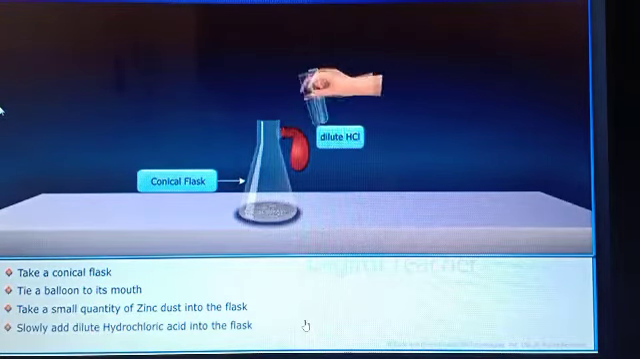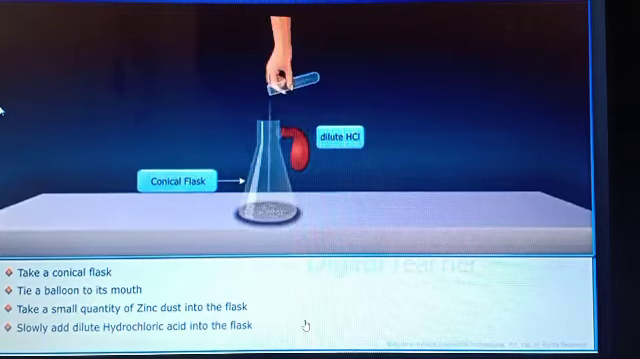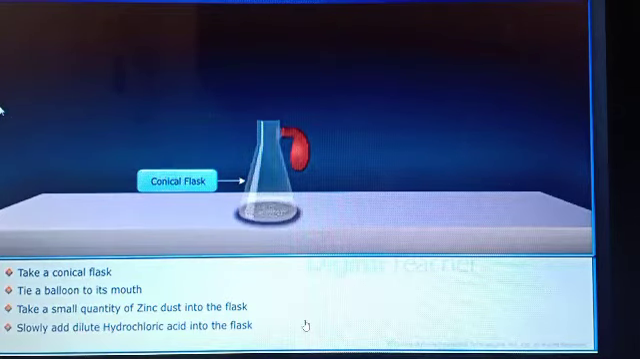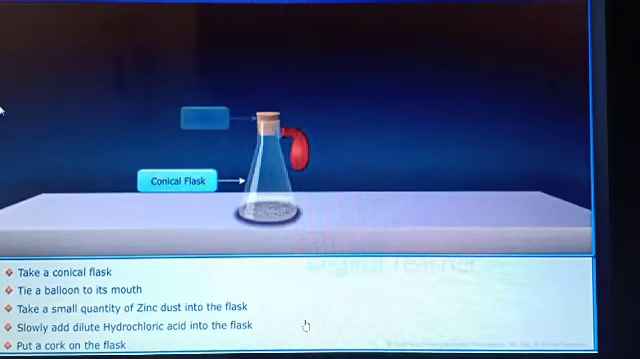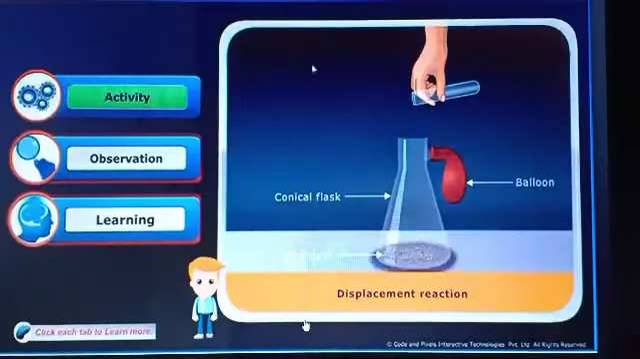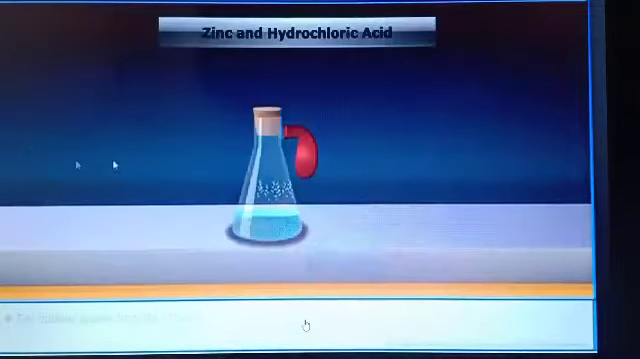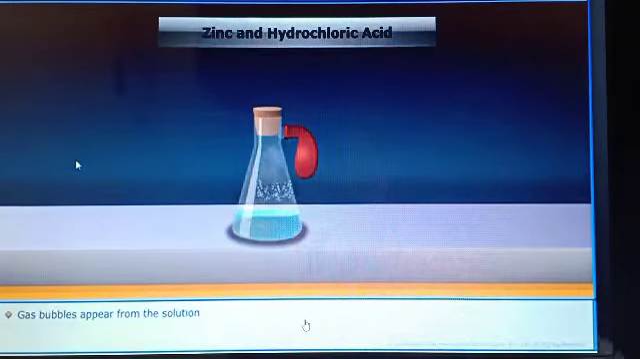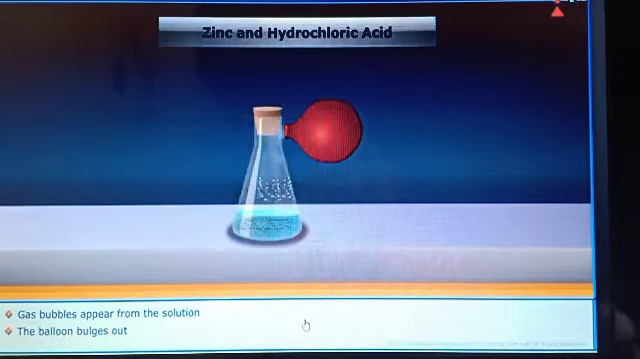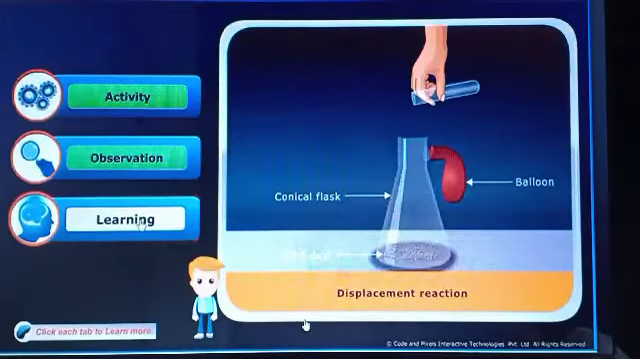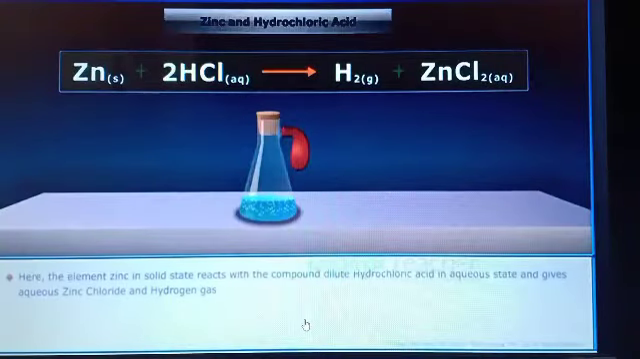Slowly add dilute HCl, which means dilute hydrochloric acid, into the flask. Put a cork on the flask and close it well. Now let's see the observation. You can observe that gas bubbles appear from the solution. The balloon bursts out. Now let's see the result.